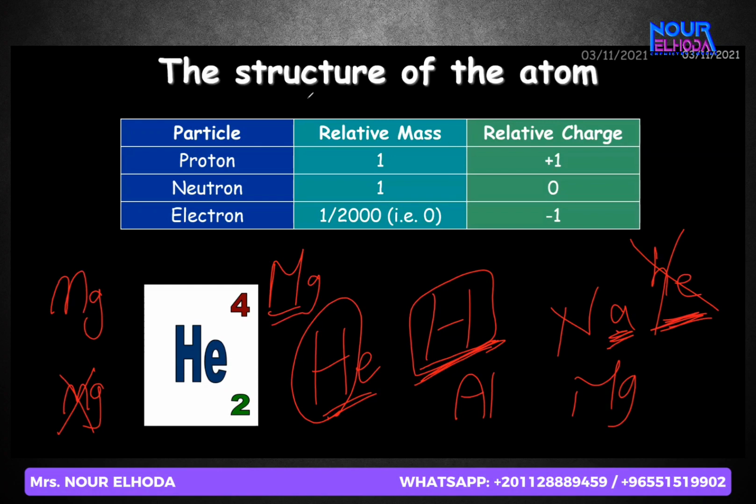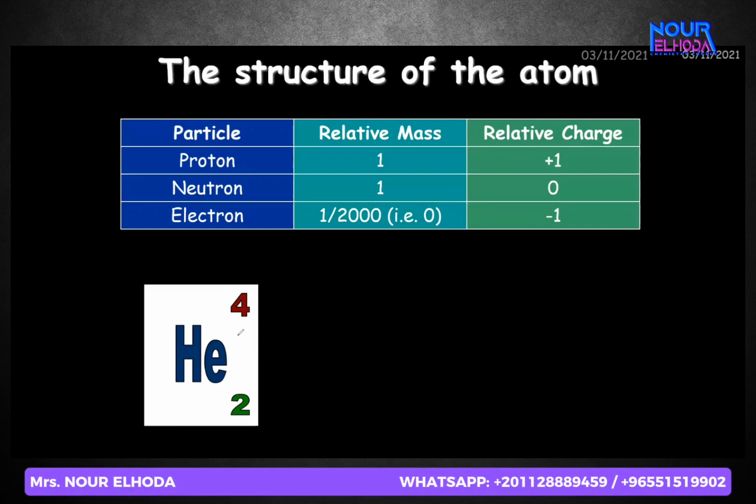Exactly. Next, in any element in the periodic table, you are going to find 2 numbers. All the elements in the periodic table.